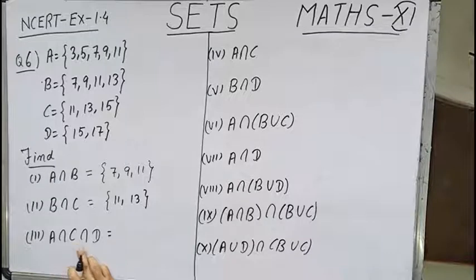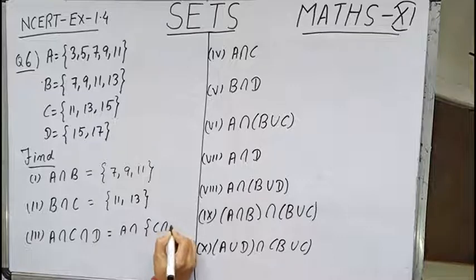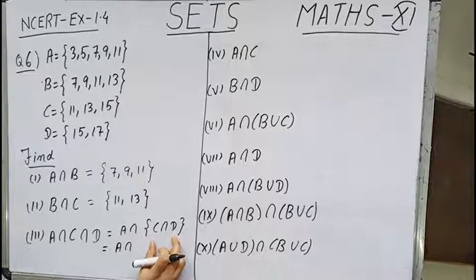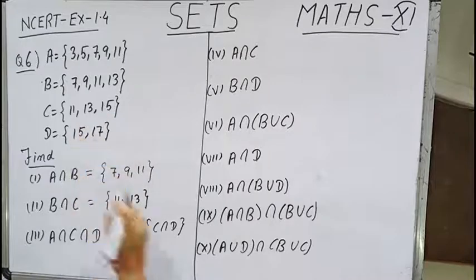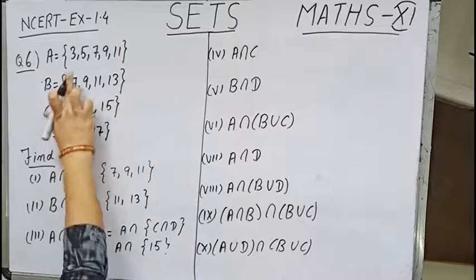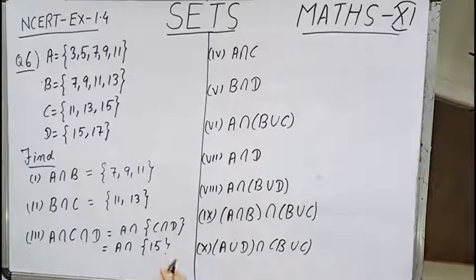Now A intersection C intersection D. Now over here you can make a bracket for AC or CD. So I can write this as A intersection, C intersection D. C intersection D will be 15 because the only element common to both is 15. And A is 3, 5, 7, 9, 11. So 3, 5, 7, 9, 11 and 15. The set containing 15 doesn't have any common element. So this equals to the empty set.